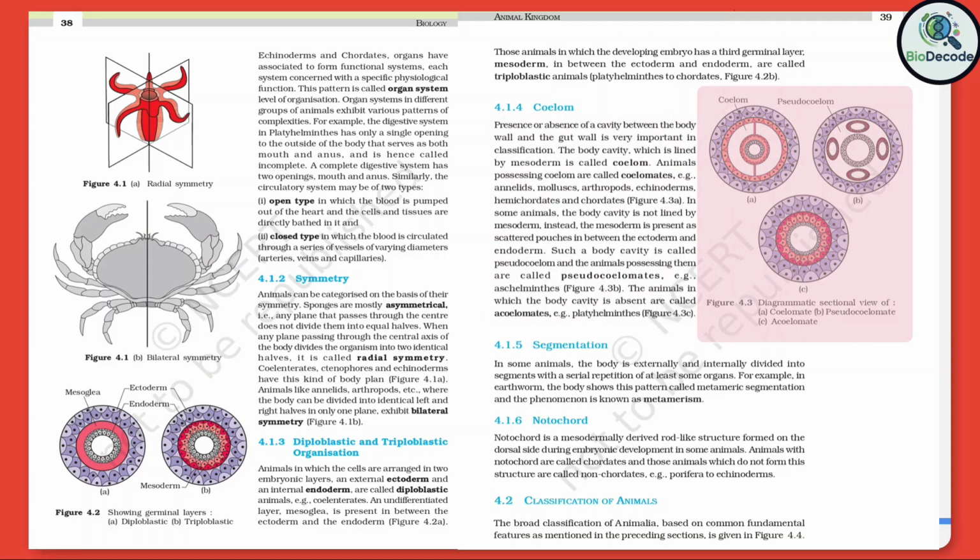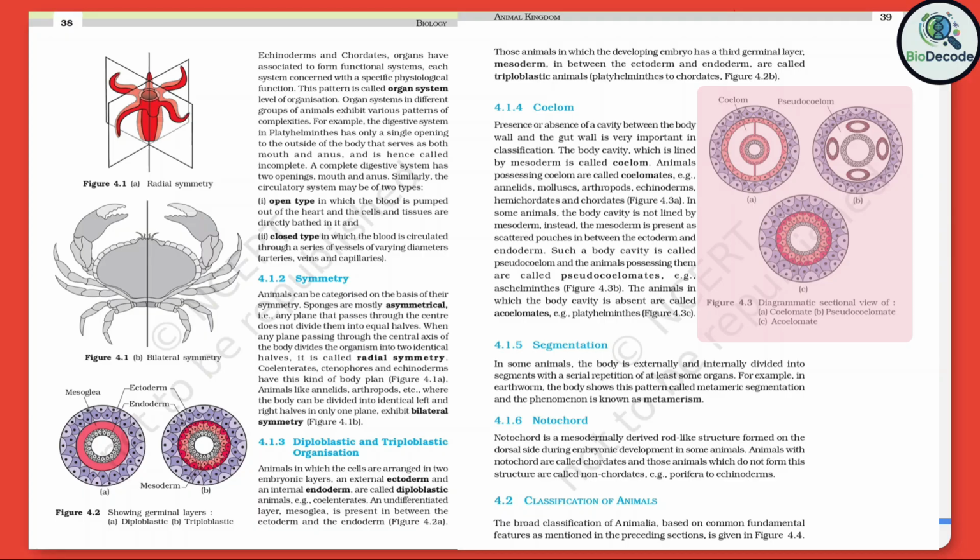Figure 4.3, diagrammatic sectional view of body cavities. This comparative diagram illustrates three types of internal body cavity arrangements. Coelomate: the true body cavity, coelom, lies between the body wall and gut, lined by mesodermal tissue on both sides. It provides space for organ development, movement, and cushioning. Examples include annelids, mollusks, arthropods, and chordates.